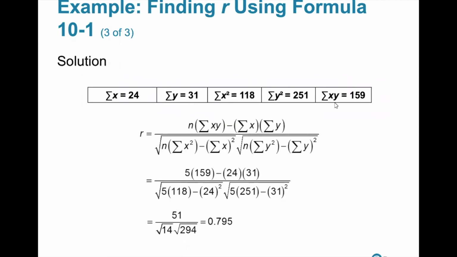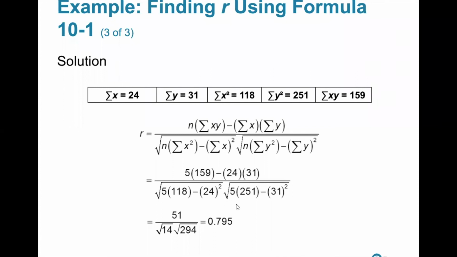Now I've carried that row with the totals in it onto the next slide so you can see what goes where. Again, N is 5 because there are 5 pairs of data. The sum of the XY's is 159. The sum of the X's is 24. The sum of the Y's is 31. On the bottom, notice that these are 2 separate square roots. In the first one, we do N times the sum of the X squareds, which is 5 times 118, and then we subtract the square of the sum of the X's. So that's 24 squared. We do the same thing with the Y's.